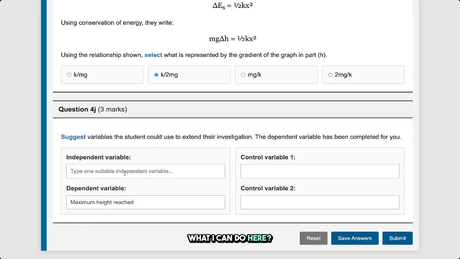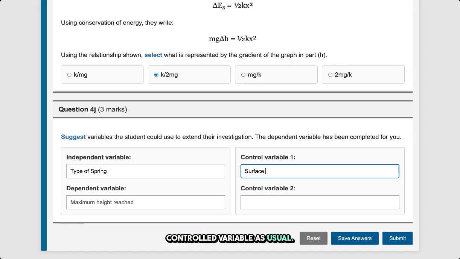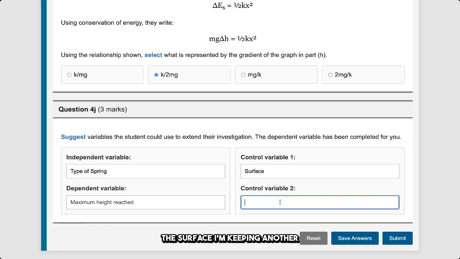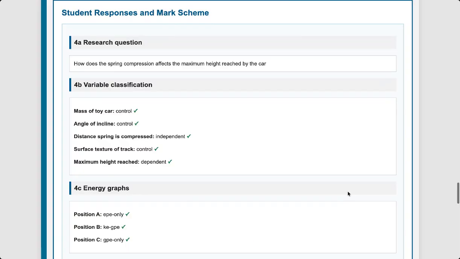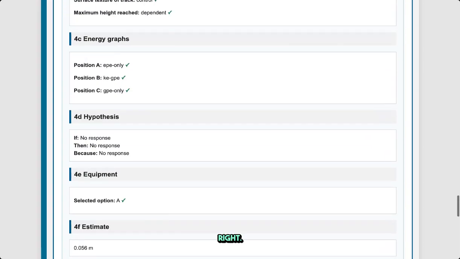What I can do here is change the type of spring. Why type of spring? Because different springs will have different spring constants and will create different forces. Control variable, as usual, the surface I'm keeping. Another control variable, as usual, I'll keep is the angle, and that would be my answer. I submit it.